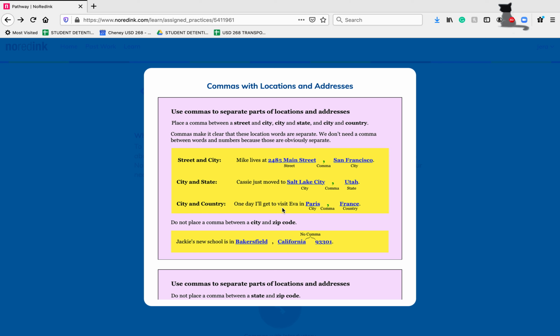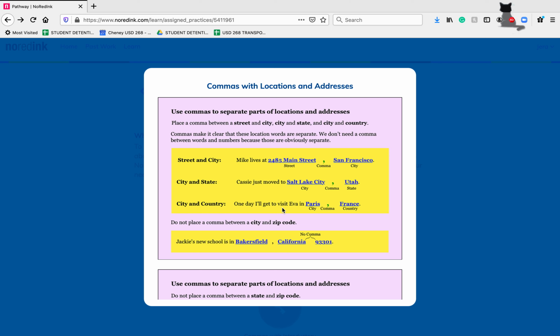Today we're going to focus only on when it comes within a body of text, or if you were writing it as a sentence, not as if you were addressing an envelope. Now, we put a comma in between the street address, however long it is, and the city. So on that first line there you can see Mike lives at 2485 Main Street, comma, San Francisco. So we always want to separate those two pieces of information.